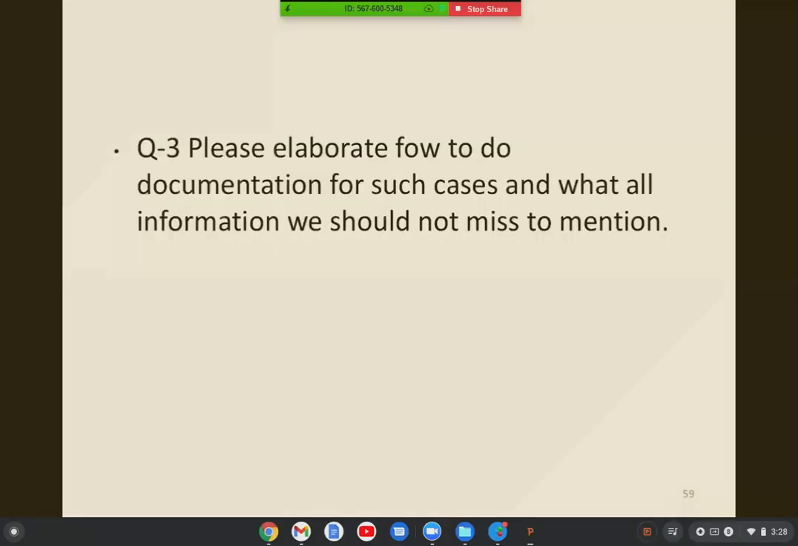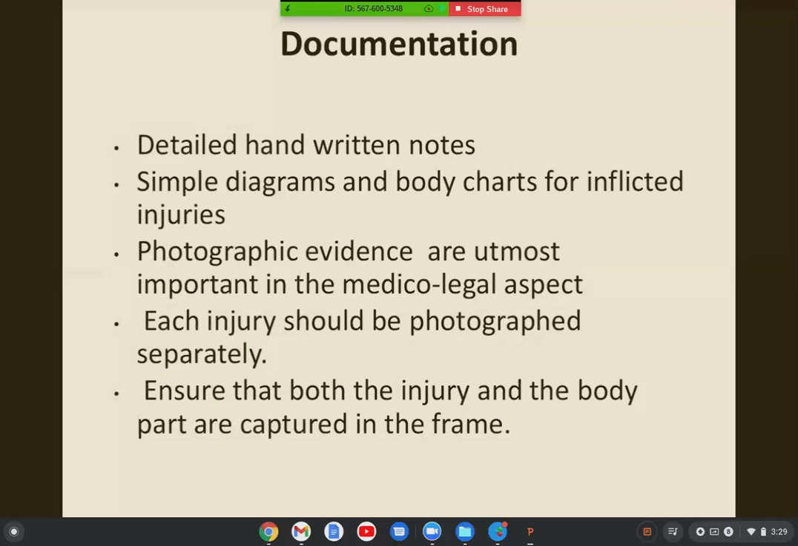Another aspect in these cases is documentation and what information we should not miss to mention. There should be detailed handwritten notes, simple diagrams and a body chart for inflicted injuries. Photographic evidence is most important in the medicolegal aspect. Each injury should be photographed separately. Ensure that both the injury and the body part are captured in the frame.